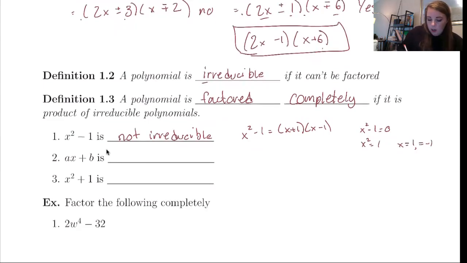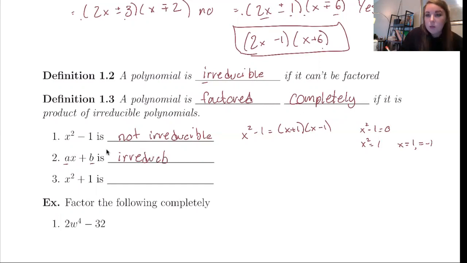Okay, anyways. Ax plus b. So in this case, a and b don't have anything in common, right? b cannot be divided by a. There's no common factor. I pulled that out already, right? So if I have some random number times x plus some other number and they're not related by any factor, that is irreducible.